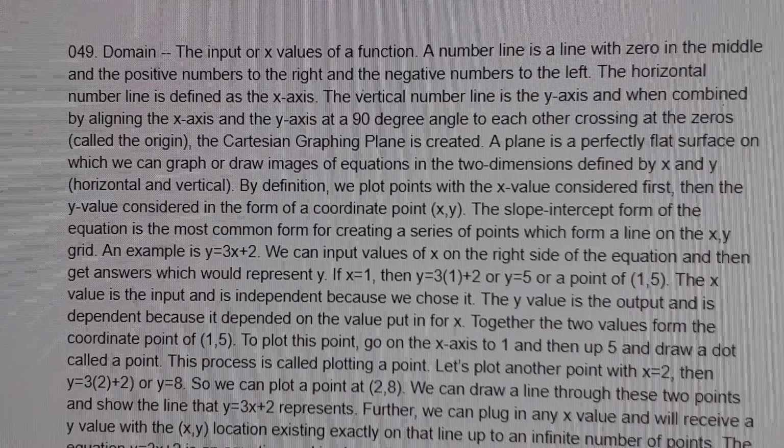The range is the name given to the set of dependent output values known as y values, and the domain is the set of values input into the equation or function known as the x values.